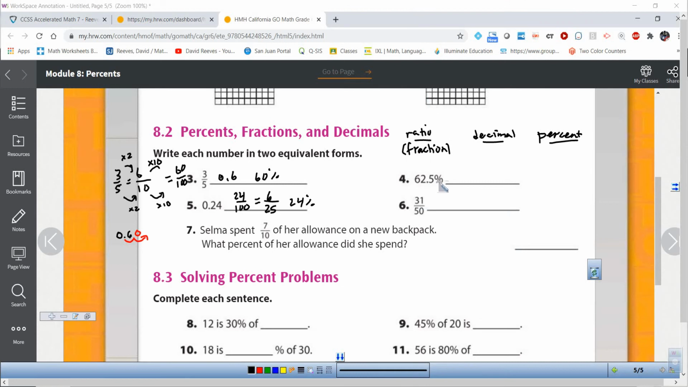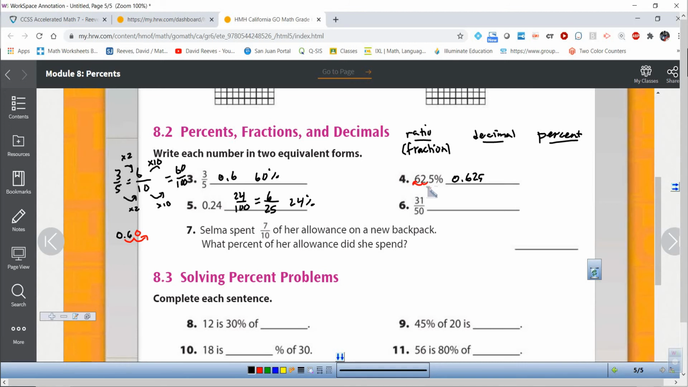All right. Okay, what about 62.5%? Well, first thing I'm going to do is change to a decimal. So we've been saying to change a decimal to a percent, you go 2 to the right. To change a percent to a decimal, you go 2 to the left. All right? So 62.5% is going to be 0.625 because we move it 2 places to the left.